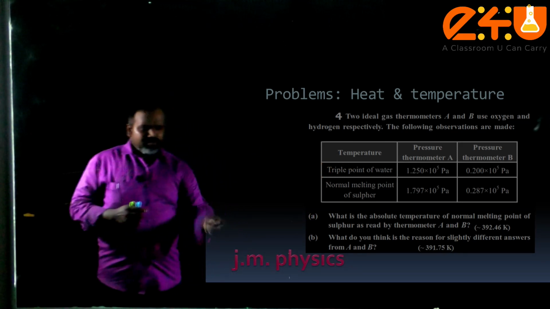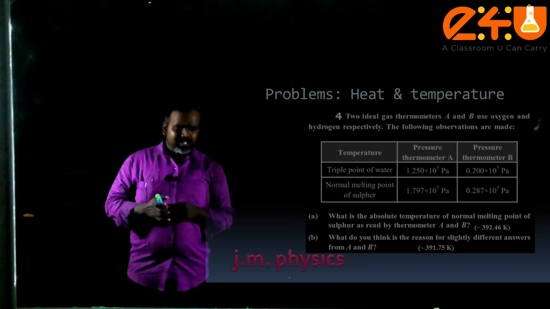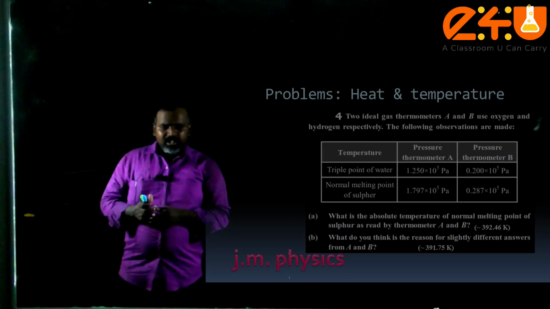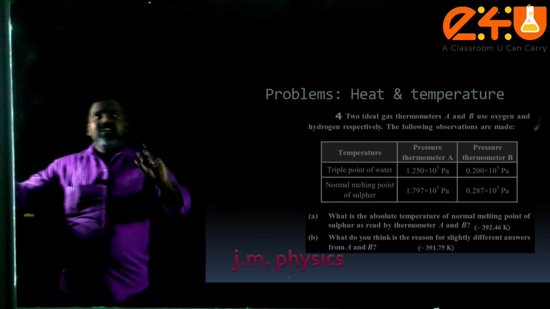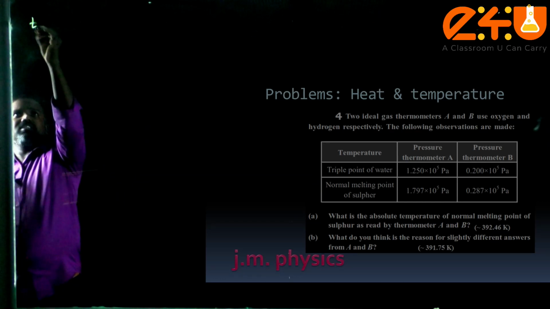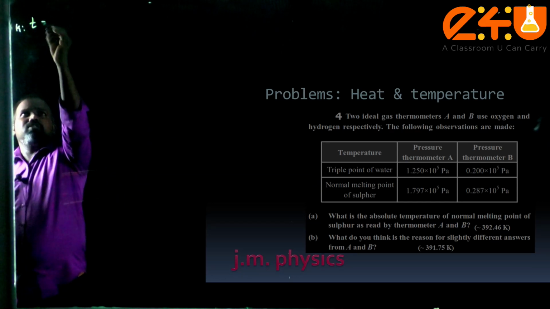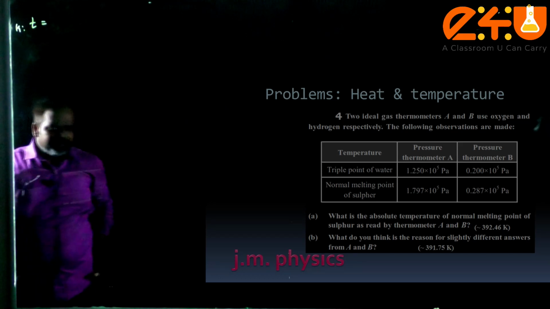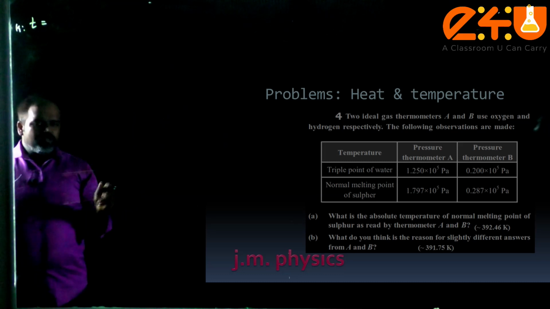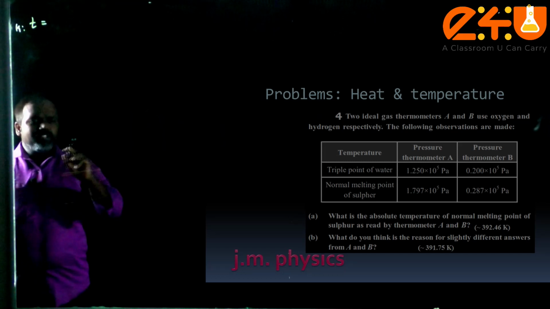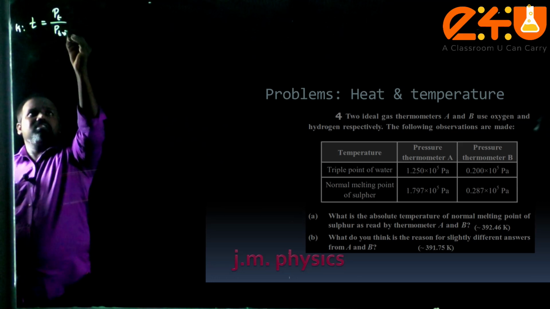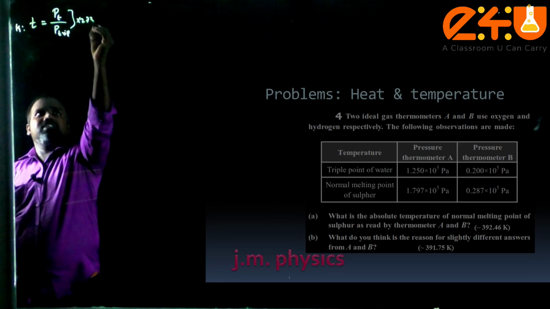What is the absolute temperature of the normal melting point of sulfur as read by the thermometers A and B? This is nothing but the temperature in Kelvin scale. For the Kelvin scale, the pressure values are given. In a constant volume thermometer, pressure varies with respect to temperature. Therefore, we can write T = Pt divided by P triple point into 273 Kelvin.